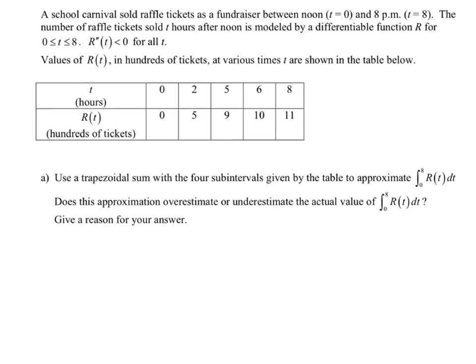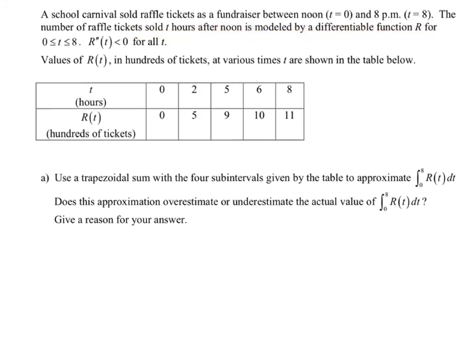Okay, we've got ourselves a new function, new table, new numbers to play with. And like I said, the AP loves tabular type of problems. Tabular comes from the root word table. And so we're referring to a school carnival where we sold some raffle tickets for a fundraiser between t equals 0 and t equals 8. The number of raffle tickets sold is modeled by function r.